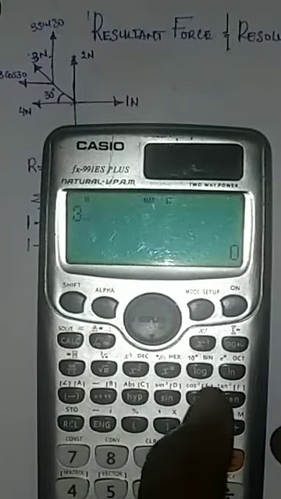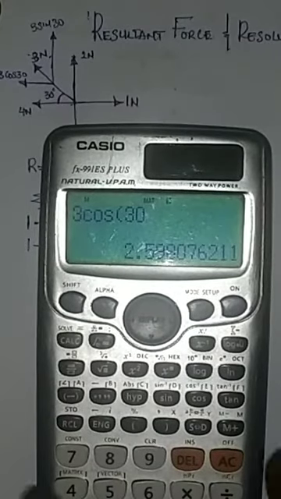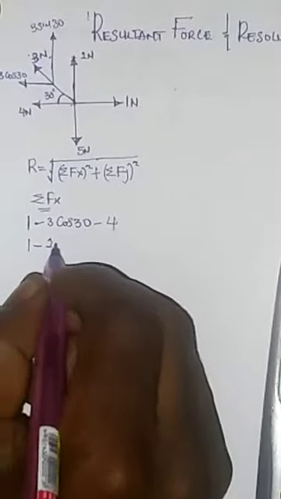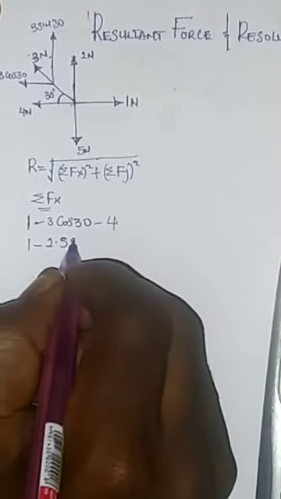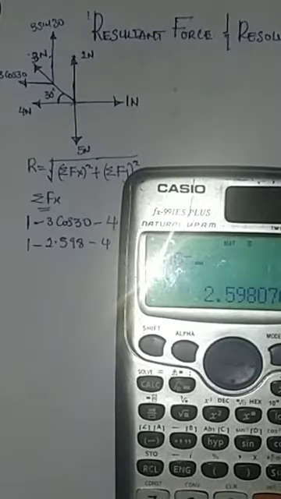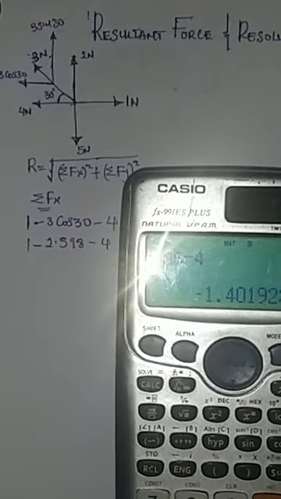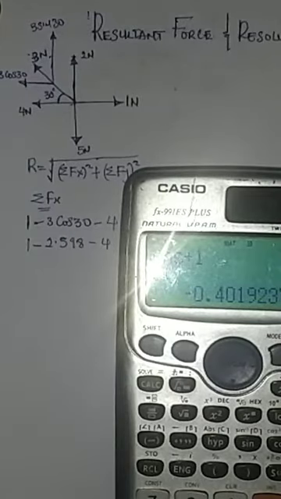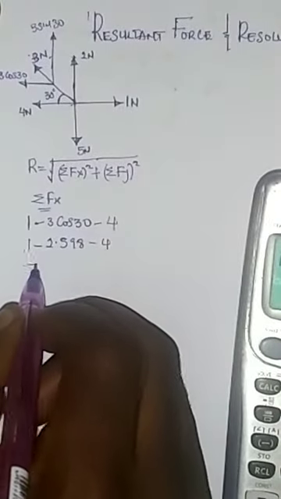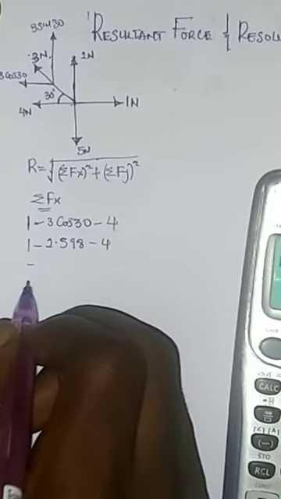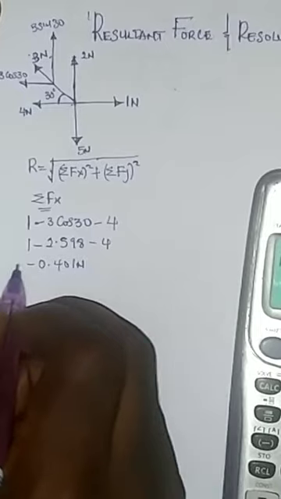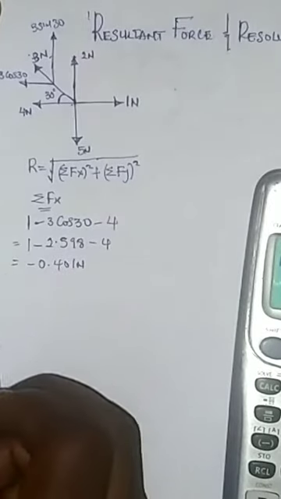3 cos 30 gives me 2.598. I have 2.598 minus 4. If I do that, minus 4 plus 1, so having minus 0.401 Newton. That is for this, right?